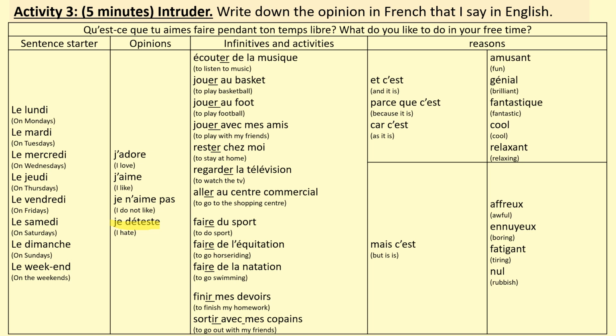If I say le lundi, I love faire de l'équitation parce que c'est fantastique. I said I love, which in French is what? It is j'adore. So you should be writing j'adore.